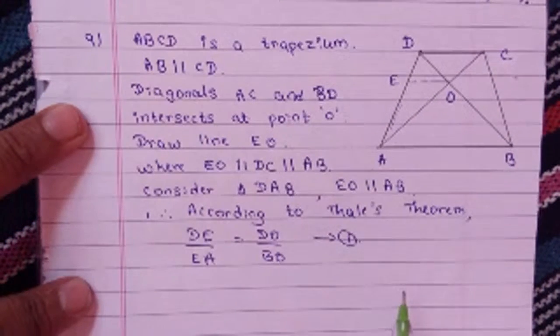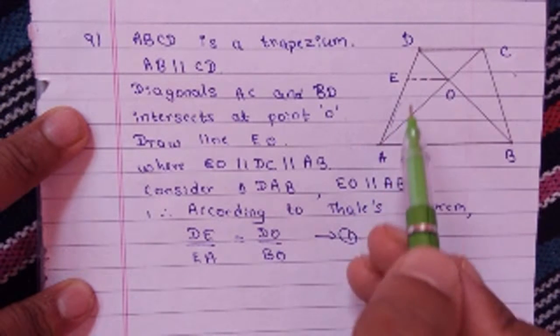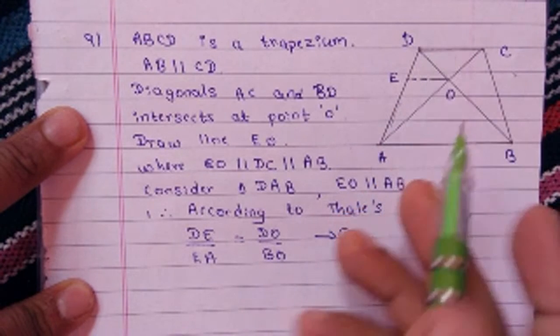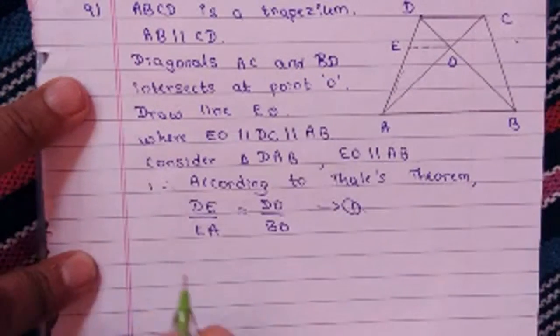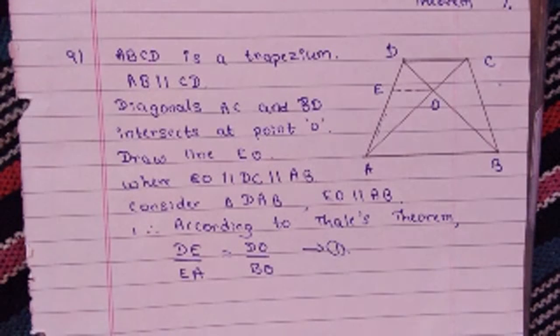Similarly, I'll consider triangle ADC. In the first case, I considered triangle ADB. Now I'll consider triangle ADC. Okay, up to now everyone understood? Just comment your name. How many of you understood up to equation number 1? Comment your names fast if you understood.